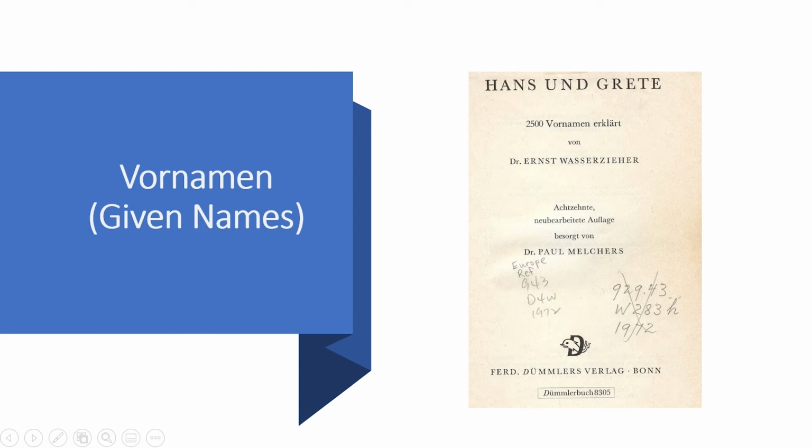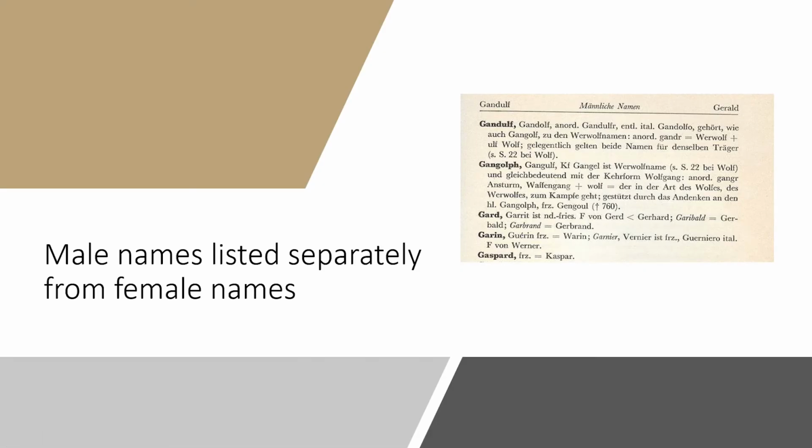In looking up Vornamen or given names, one of the best books to use is Hans and Grete. The book is in 2 parts, with male names listed together and females listed separately. The book gives the etymology and variation of given names. This example shows 2 forms of the given name of Gondolf and Gongolf, with the same origin as the name werewolf.